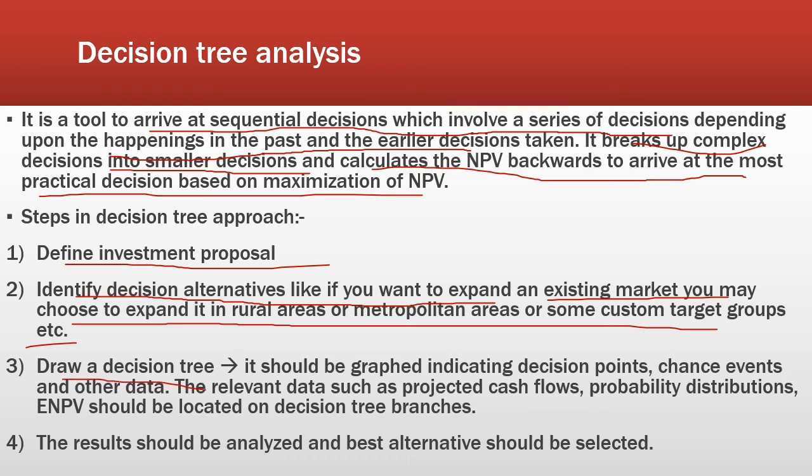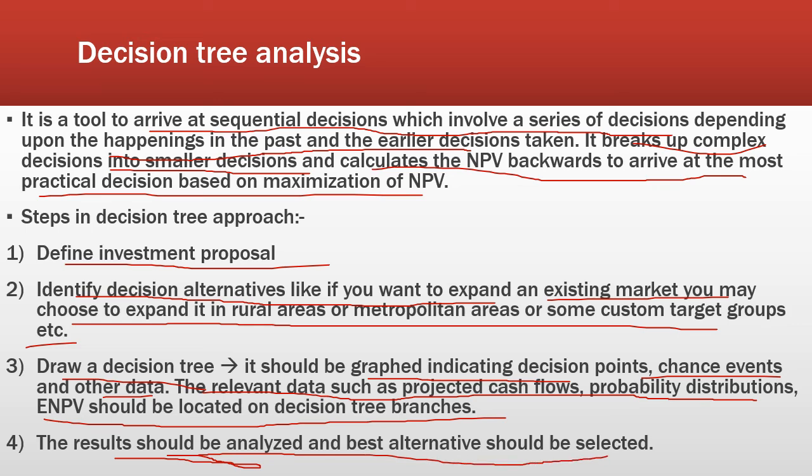Then draw a decision tree. It should be graphed indicating decision points, chance events, and other data. I will draw a decision tree next. The relevant data such as projected cash flow, the probability distribution, what is the probability of this cash flow amount, etc. Expected net present value should be located on the decision tree branches. The results should be analyzed and the best alternative should be selected.